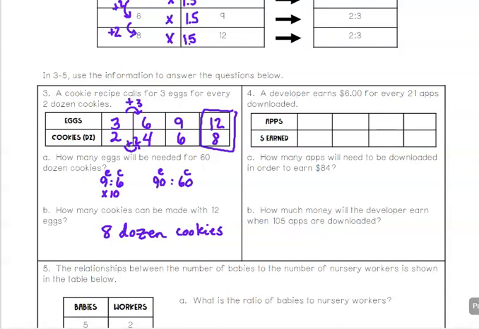All right, so on this one, it says the developer earns $6 for every 21 apps downloaded. So for 21 apps, they get $6. So if they make another 21, that would be 42. Then they've earned $12. They do another 21, that will give them 63. That'll give them another $6, which would be 18. And then they do another 21, that would be 84. And they'll get another 6, so that'll be 24.